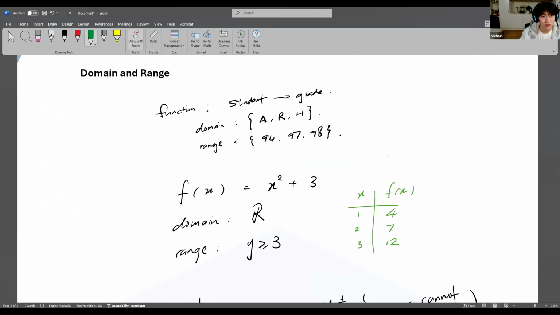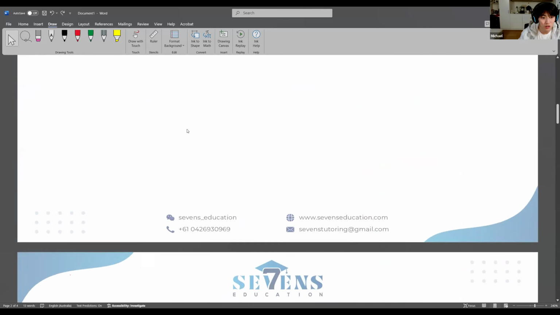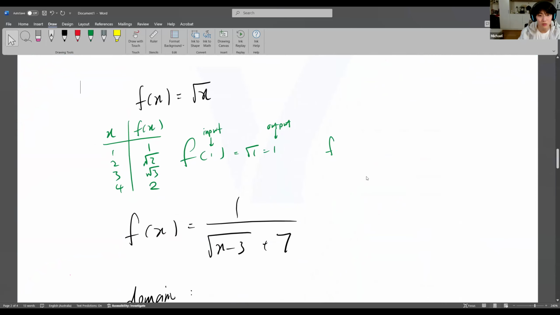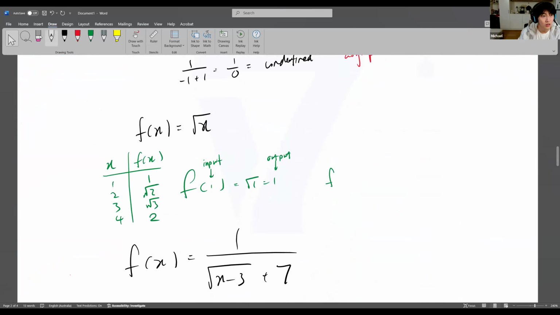Oh, it keeps jumping up. I hate it. Yeah, this is the problem with Word. Sometimes it jumps all the way up to the cursor.